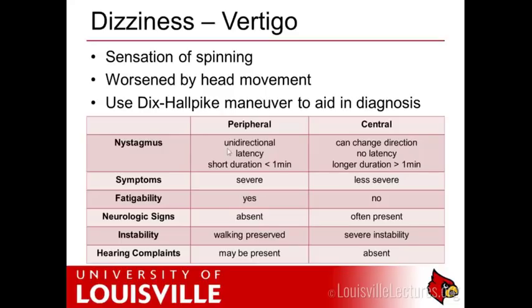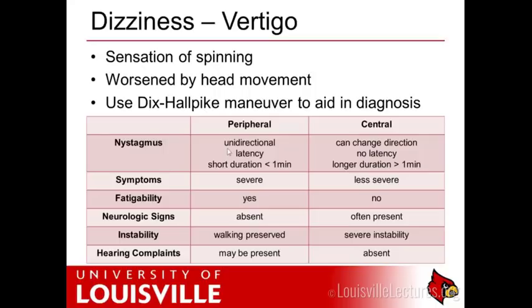The symptoms in peripheral are going to be more severe than in central, and if you continue doing testing, the symptoms will actually get less. Peripheral vertigo is also unlikely to have other neurologic signs. Central vertigo often does, but doesn't have to. That's the scary one, where you are trying to figure out if they have central vertigo, and you're like, well, they don't have other neurological symptoms, but that doesn't have to be the case.